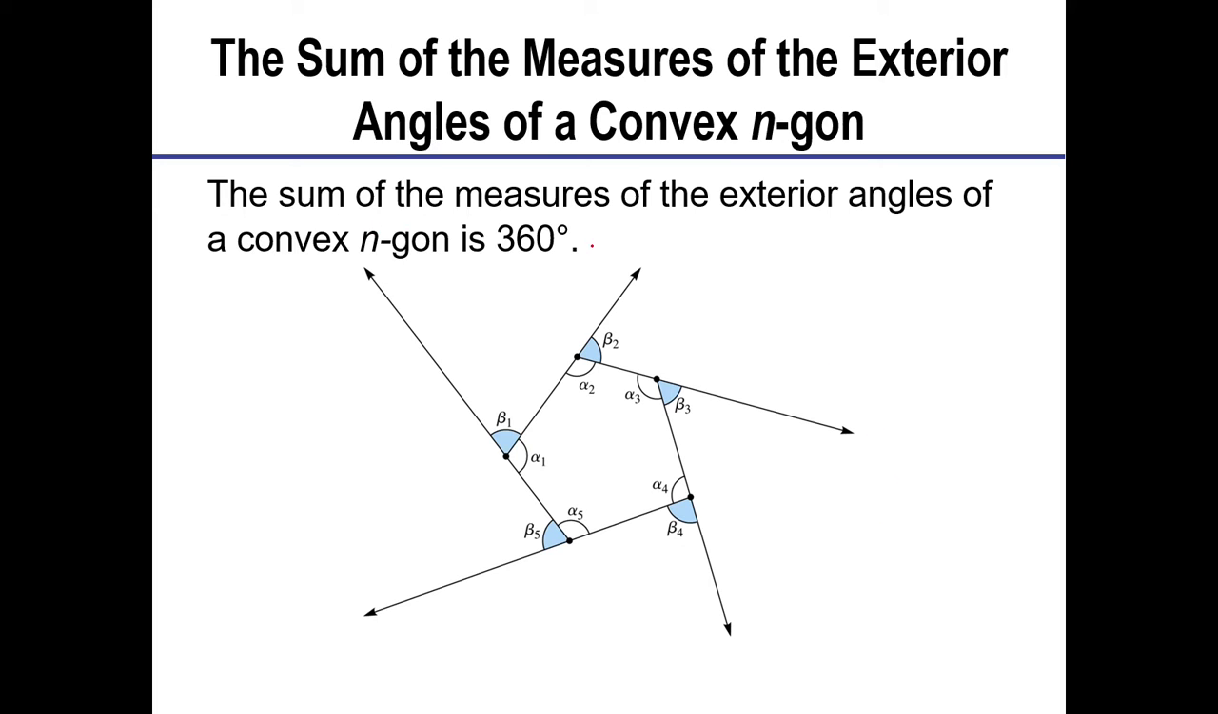The sum of the measures of the exterior angles of a convex n-gon is 360 degrees. If we extend the line segment from each side of the polygon and add up beta 1 plus beta 2 plus beta 3 plus beta 4 plus beta 5, we know that the sum of those exterior angles has to be 360 degrees, no matter how many exterior angles there are.